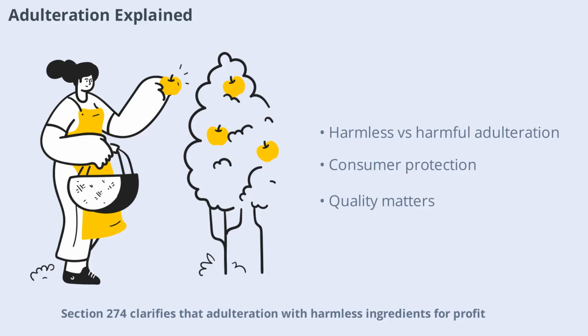Section 274 clarifies that adulteration with harmless ingredients for profit, such as mixing water with milk, is not punishable. Adulteration means mixing substances of inferior quality or different kind. The law distinguishes between harmless and harmful adulteration, focusing on cases where the quality or safety of products is compromised. This section aims to protect consumers from fraudulent practices while recognizing that not all adulteration poses a threat. Understanding this distinction helps in identifying when legal action is warranted.